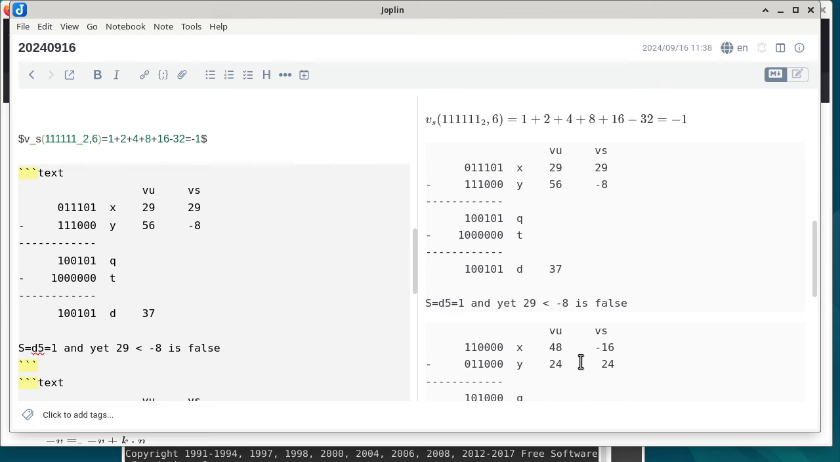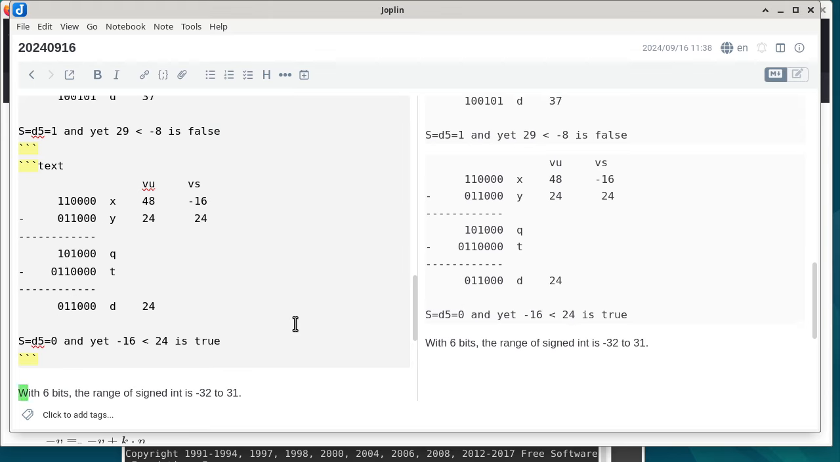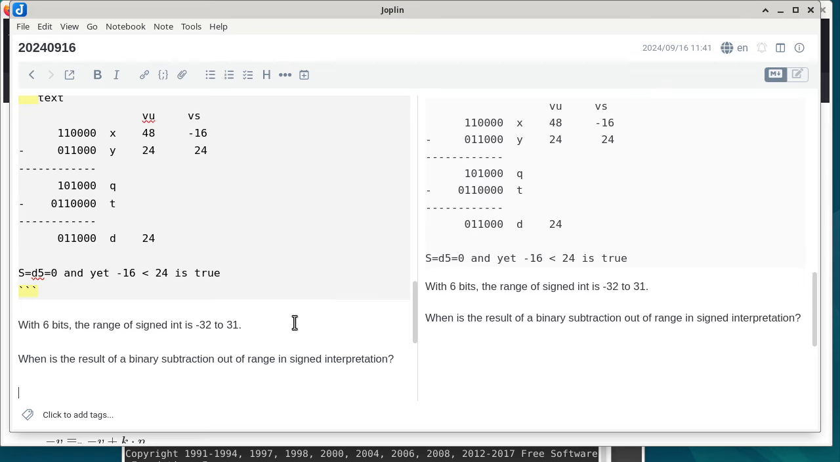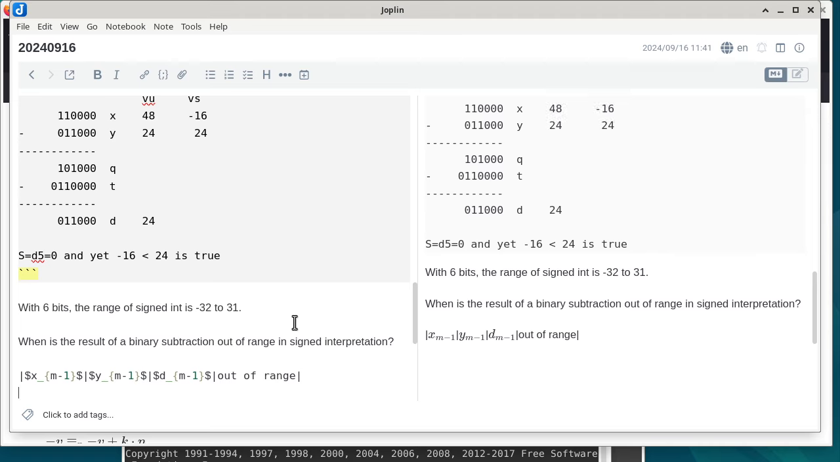So now we try to make a table. Let me go back to this side. We want to make a table and ask, when is the result of a binary subtraction out of range in signed interpretation? This is the question, and the following table is going to answer it. We look at three bits. The first bit is x of m minus 1, the sign bit of x, the most significant bit of x. Then the most significant bit of y. Then the most significant bit of d, the difference, so d of m minus 1. And then we ask the question: do we have an overflow? In other words, is the result out of range? I'm just going to say out of range for now. We'll change it to the proper term in a little bit.